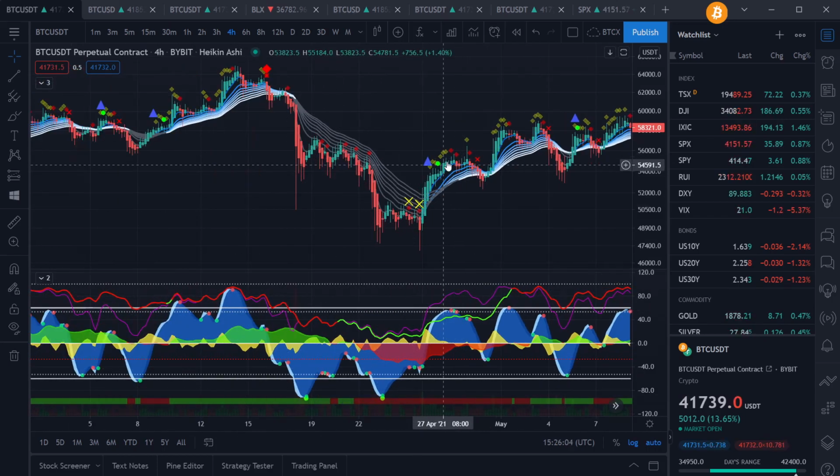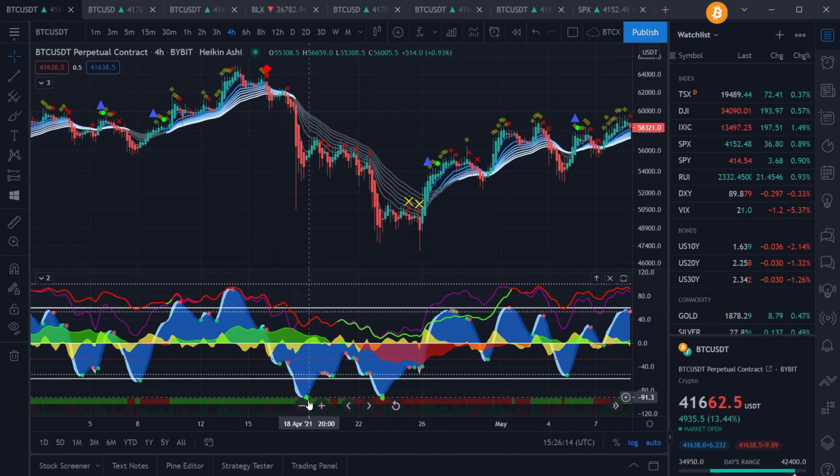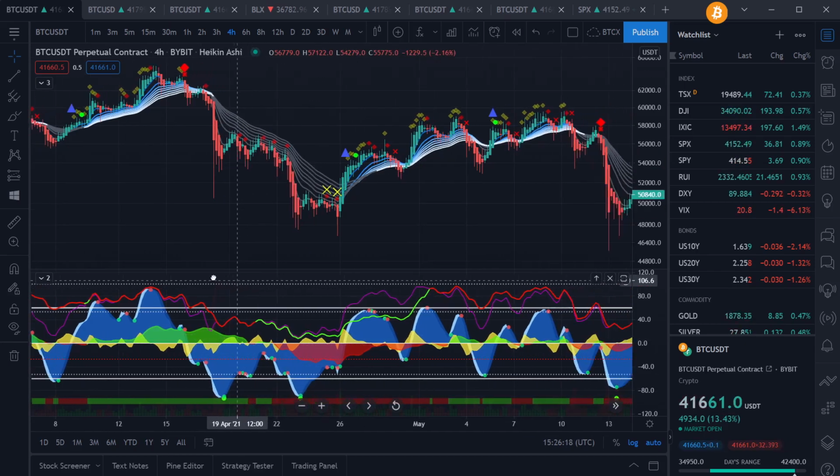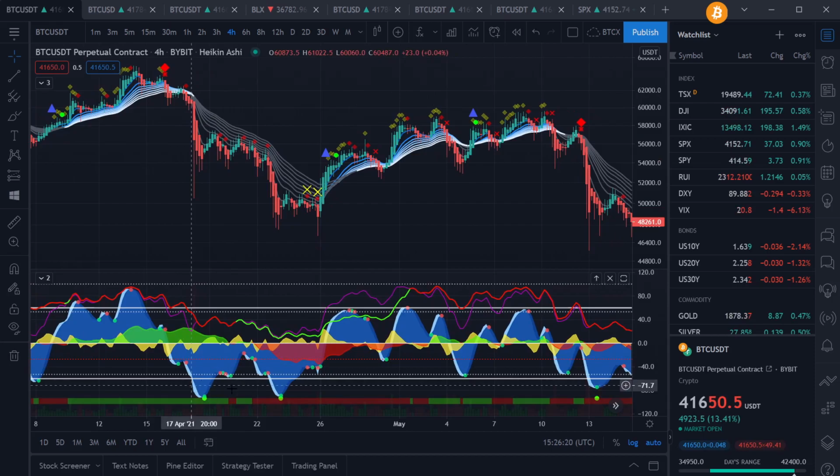All right, I want to cover the green dots first. When we fall down and we get these big green dots, the big ones, not the small ones like this, I usually think that these are a bottom. As we can see, we bottomed out. We're most likely going to go back up.